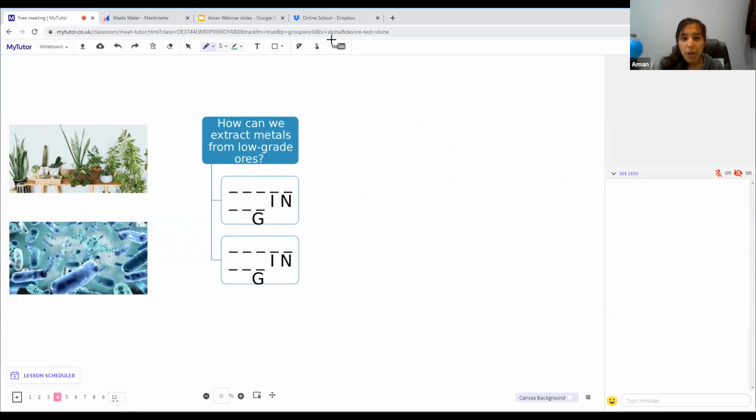Good, okay, so I've got the first one then. Someone is saying phytomining, excellent, phytomining. So that is the process using plants. What about the next one? So phytomining is the first one. Any ideas for the second one? If I tell you this is bacteria, anyone got any ideas? It's not called bactomining. Good way of thinking, but it's not called bactomining.